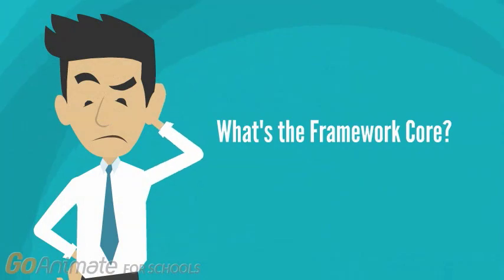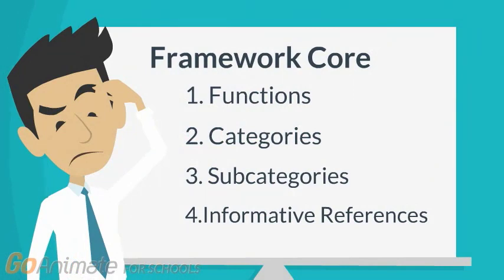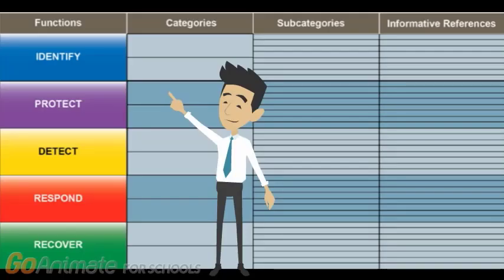You may be asking yourself, there has to be more to this core than a ratty map, and you're right. There are four elements that when combined give you a framework core. The four elements are as follows: functions, categories, subcategories, and finally informative references. We'll begin our detailed framework discussion with the functions element.